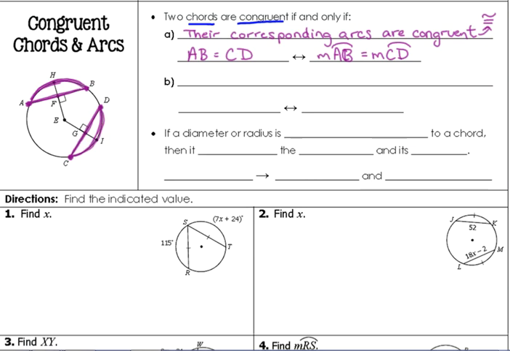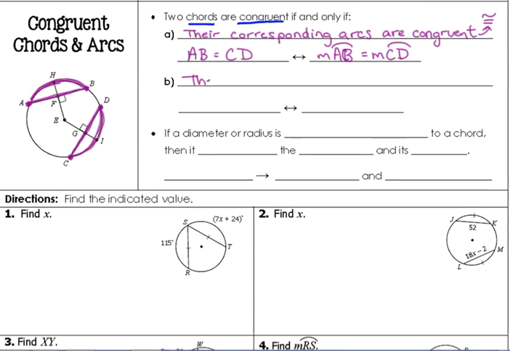So these if and only if statements mean that it can go both ways. If we know that AB is equal to CD, then we know that arc AB is equal to arc CD. Vice versa. If we know arc AB is equal to arc CD, then segment AB is equal to segment CD. That's what that's saying.